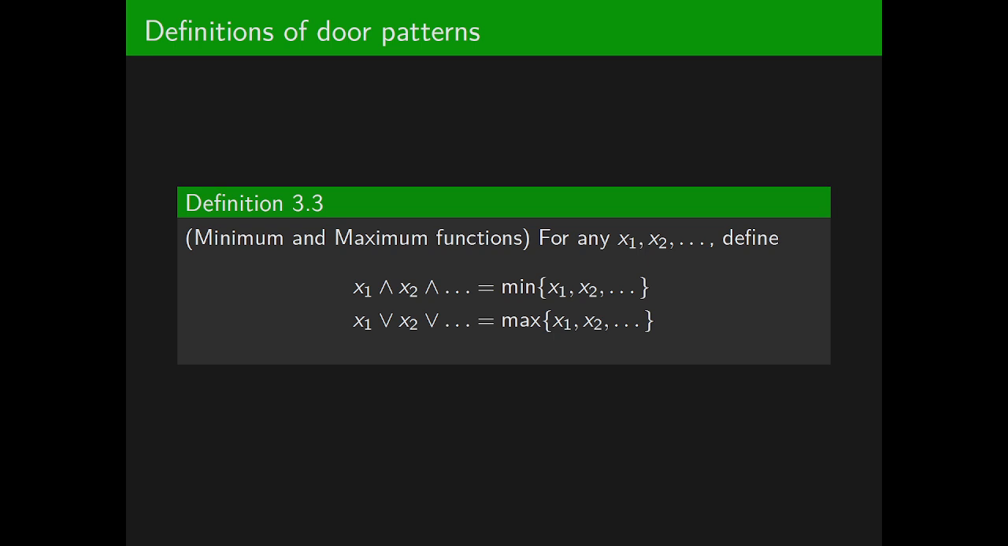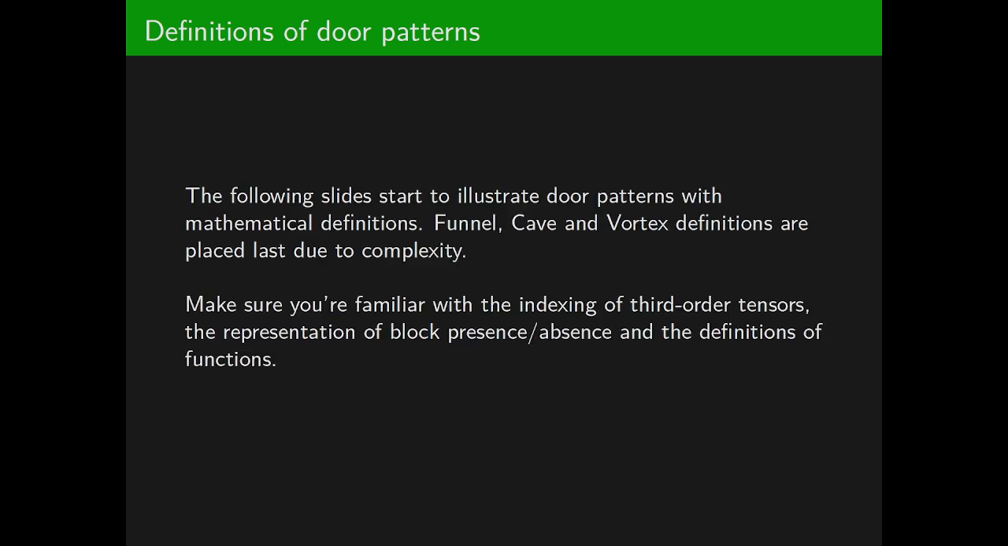And then definition 3.3 is the minimum and maximum functions. So for any real values x1, x2, define x1, a little hat thingy, x2, and then a little hat thingy, several dots. It's just the minimum of x1, x2, and so on. And then for the maximum, it's just the reverse. Instead of using a hat, we use a v, basically. x1 v x2 v and so on. It's just the maximum of x1, x2, and so on. So yeah, there you go. So these are the important mathematical tools that we're going to use throughout the definition of door patterns, basically.